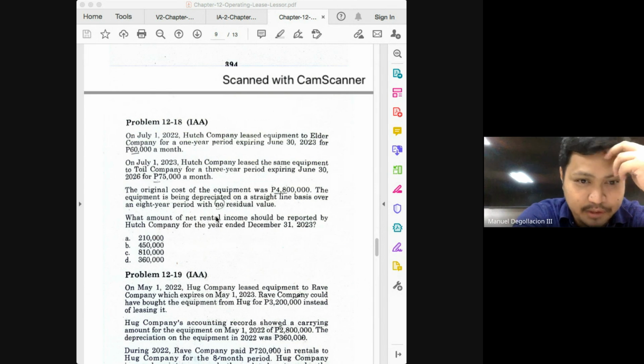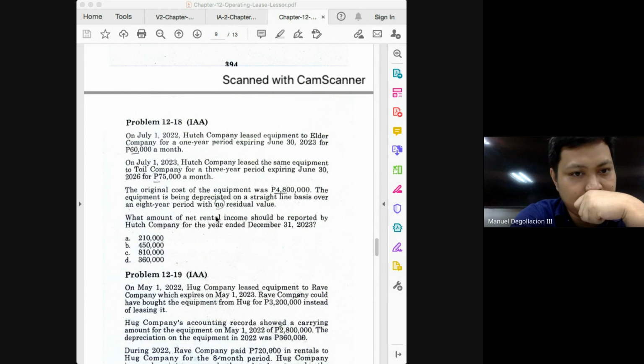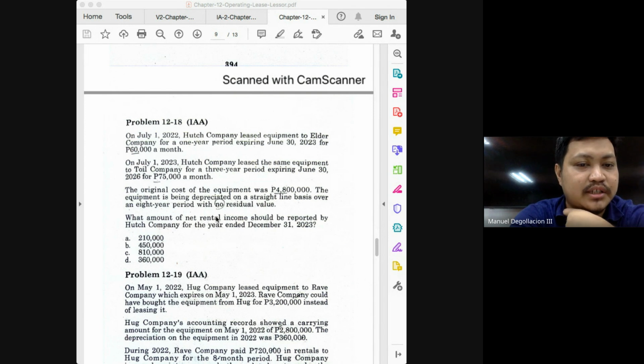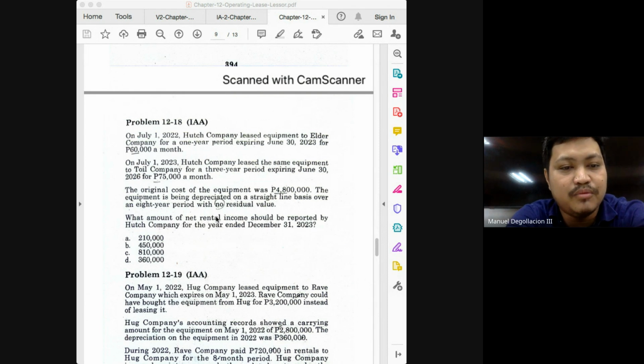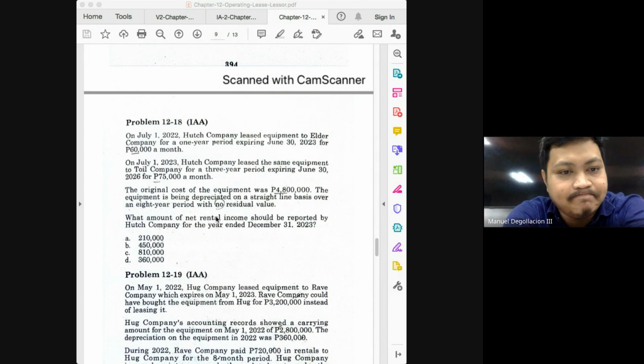Let's focus on the third paragraph first. How much would be the annual depreciation? Original cost is 4,800,000 to be depreciated over 8 years. So that would be 600,000. Okay? That would be important because we are looking for our net rental income.